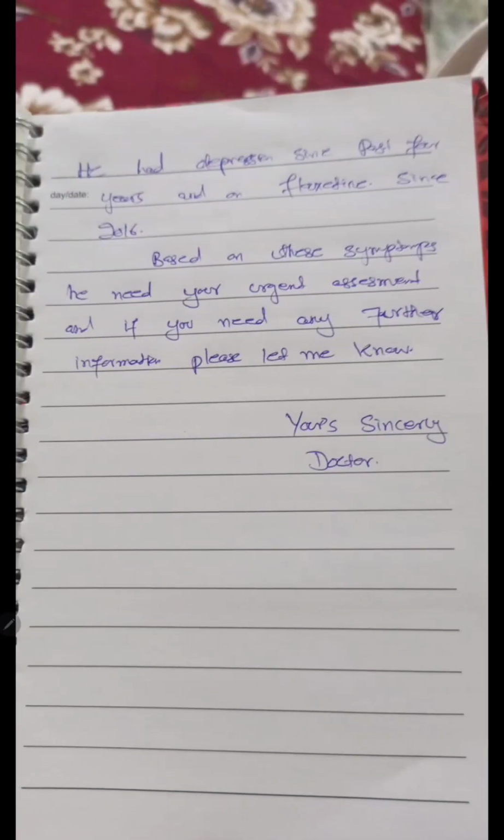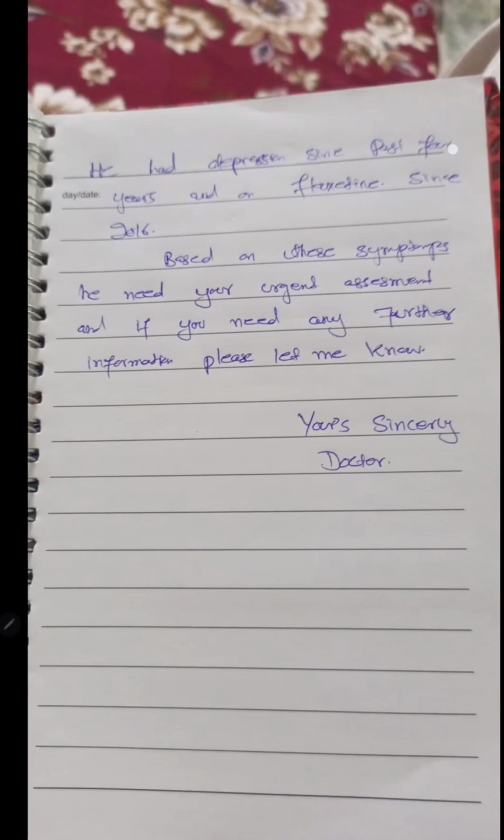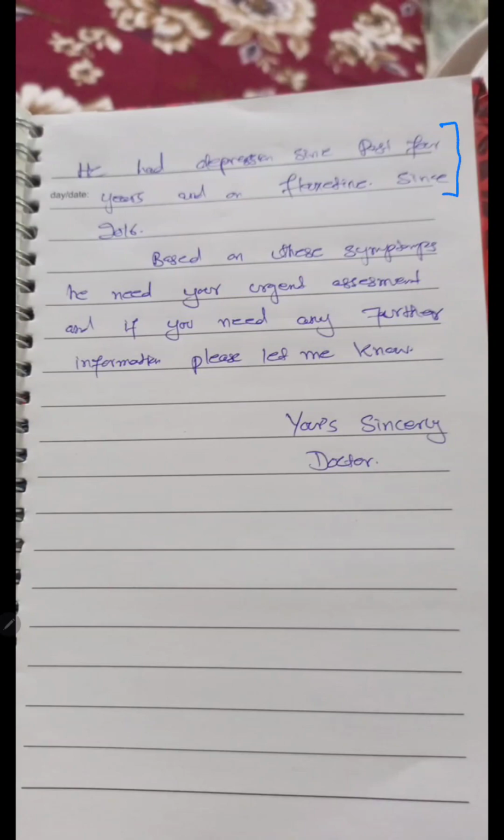Now let's talk about the next thing. The last one is he had depression since past 4 years. Again, this is not a good way to write. In a very basic letter, I told you how to write the history. History is really important. I told you how to write past medical history, social history, family history, surgical history. Everything should be written. How to write it down, I have mentioned each and every point. Again, the basics are missing.